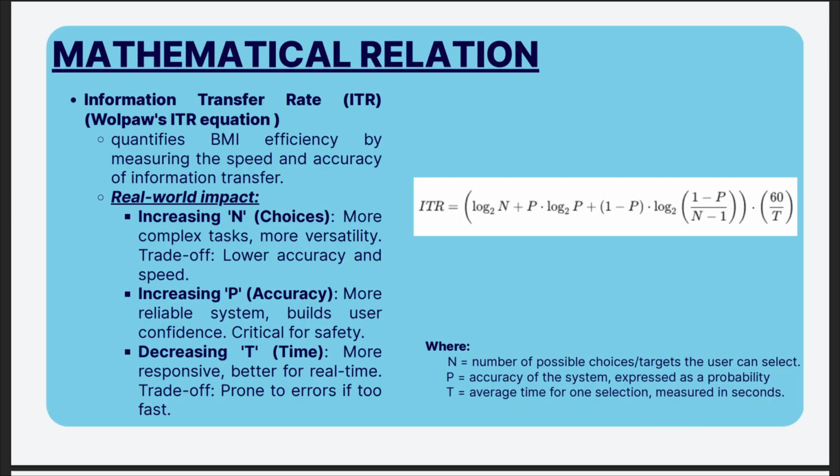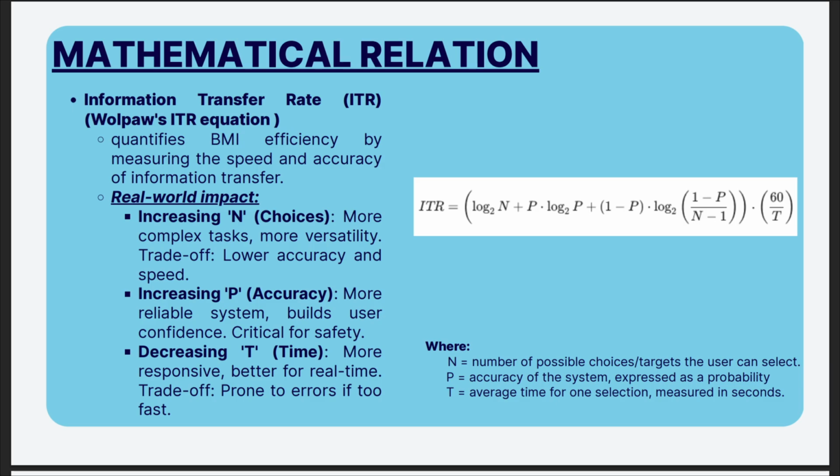Next slide, please. Now, here's a very popular equation, Wolpaw's ITR equation. ITR stands for information transfer rate. This determines how much information can be transferred using an implant. Or it could be said to quantify the BMI's efficiency by measuring the speed and accuracy at which the information is transferred. In the equation you can see there are three main parameters. N is the number of possible choices or targets the user can select. P is the accuracy of the system. And T is the average time for one selection, usually measured in seconds.